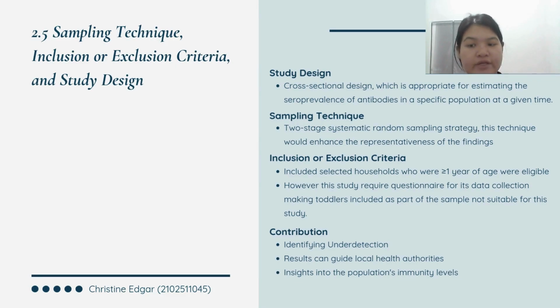The study design can significantly contribute to addressing health problems in several ways. First, it identifies underdetection by demonstrating the gap between seroprevalence and reported cases. Results can also guide local health authorities in developing more effective surveillance strategies, improving testing protocols, and implementing public health interventions. And last, insight into population immunity levels can help inform vaccination strategies and public health messaging.